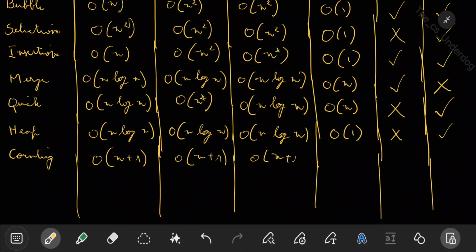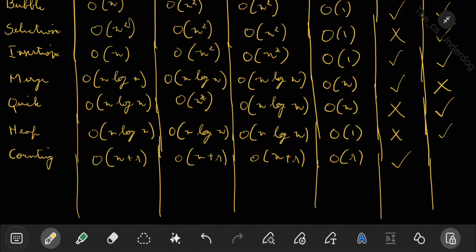What about the space complexity in case of counting sort? According to the range of values, you are going to have a count array. So that is the additional space used. So it will be order of r, where r is the range of values you are using. Is it stable? Yes, it is stable. And we learned in detail how stability is maintained in counting sort, right?